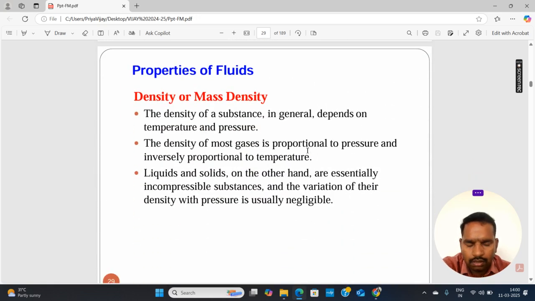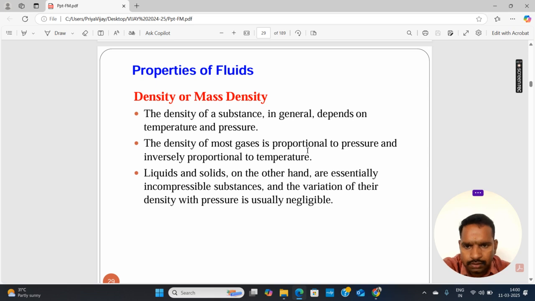So in general, if you take water and heat it, what will happen? The water will tend to evaporate, so automatically the density will decrease. That's why we have mentioned that the density of a substance depends both on pressure as well as temperature.